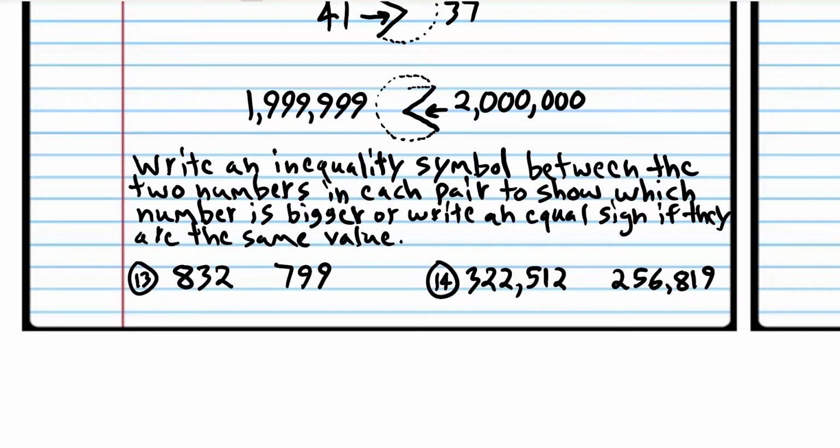Now this number in 13, these two numbers have the same number of digits, 1, 2, 3, and 1, 2, 3, which means all we have to do is look at the number farthest to the left in both numbers, which is 8 in this number and 7 in this number, and ask which number is bigger. And obviously the 8 is bigger, so Pacman wants to eat. He wants to eat the bigger number.